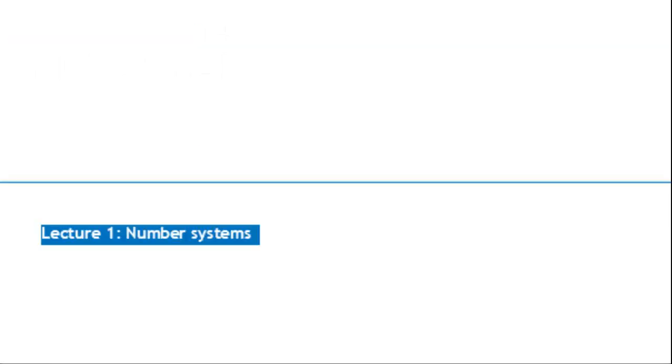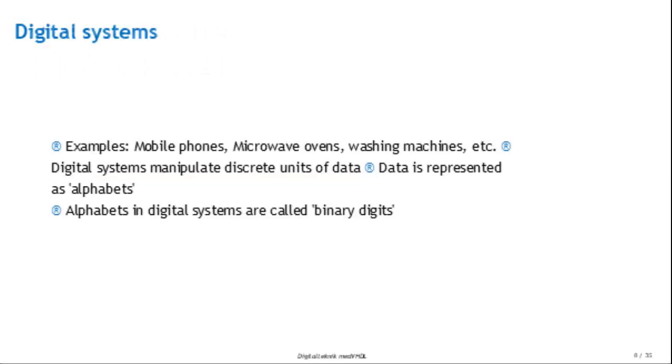Our first topic is number systems. Understanding number systems is fundamental to grasping how digital technology works. Digital systems are everywhere, from mobile phones to microwave ovens. These systems manipulate discrete units of data, represented as alphabets or binary digits.